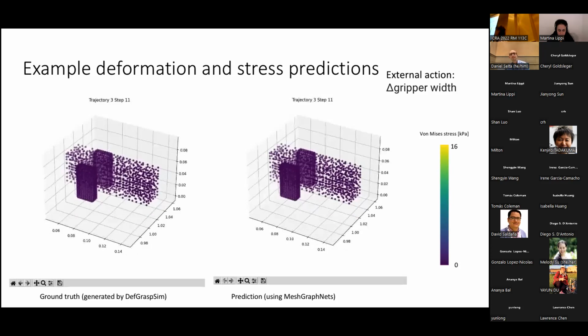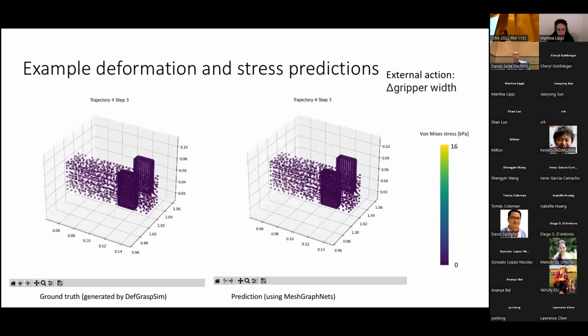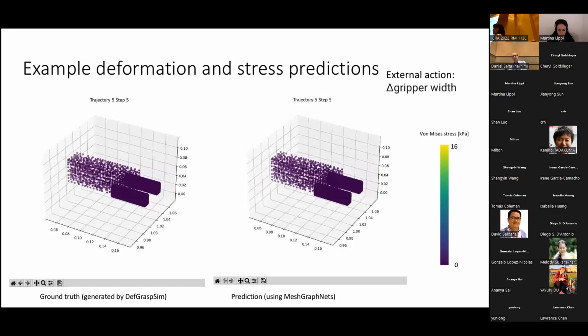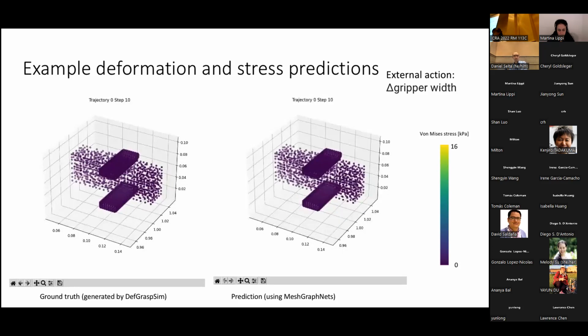And on the left is the ground truth response of this object generated by DefGraspSim. You can see that as the gripper squeezes during the trajectory, the deformation increases, and so does the stress, where the nodes on the object are colored according to the stresses at that point. And on the right is the prediction that we generated, and you can see it's very similar.